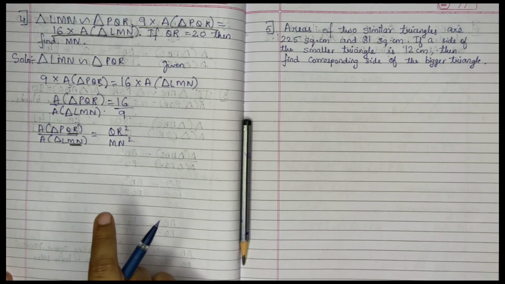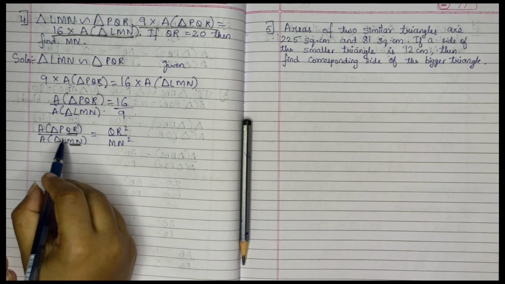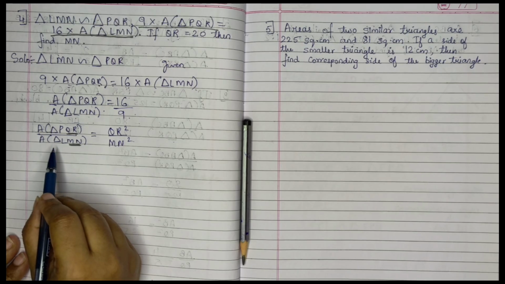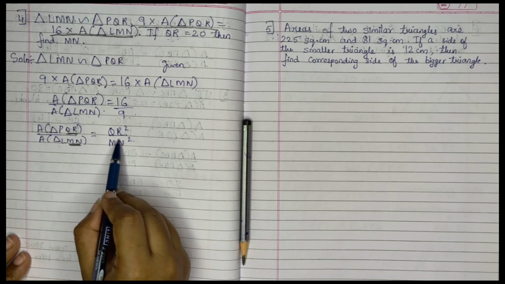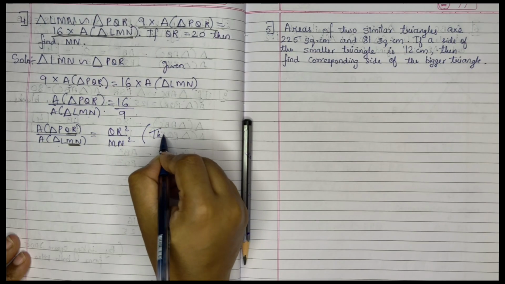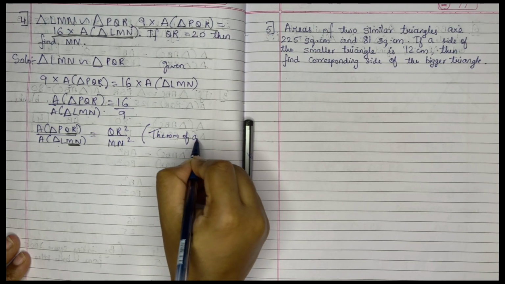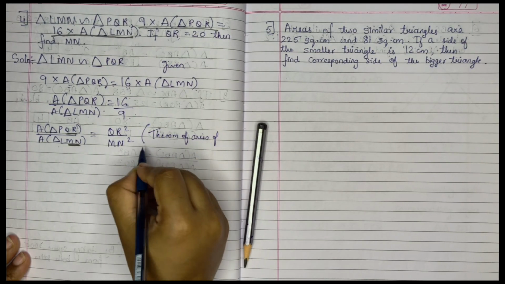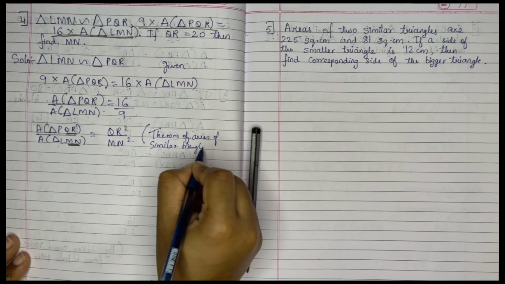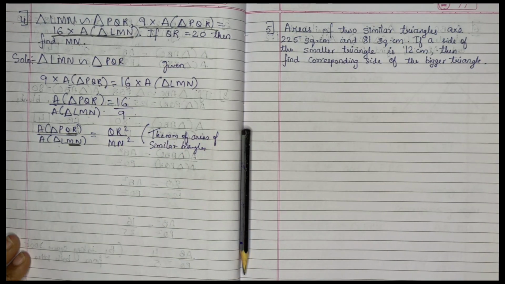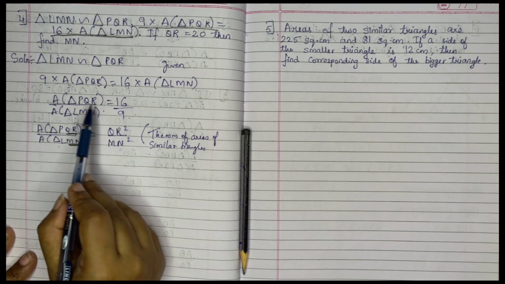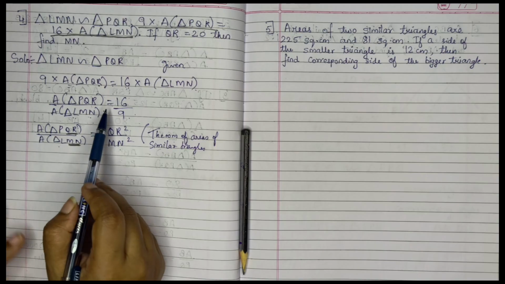Okay, now area of triangle PQR upon area of triangle LMN is equal to QR square upon MN square. We can write this by the theorem of areas of similar triangles. Okay, now see this, PQR and LMN is given.